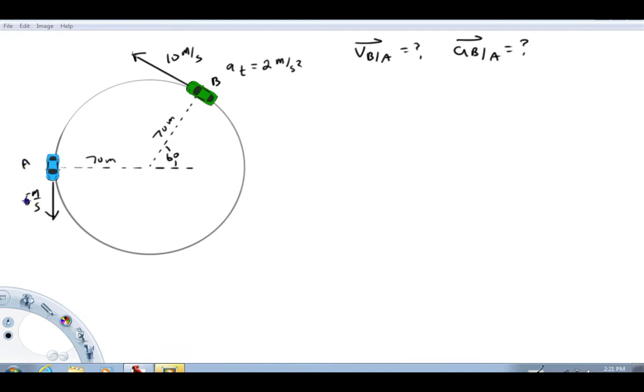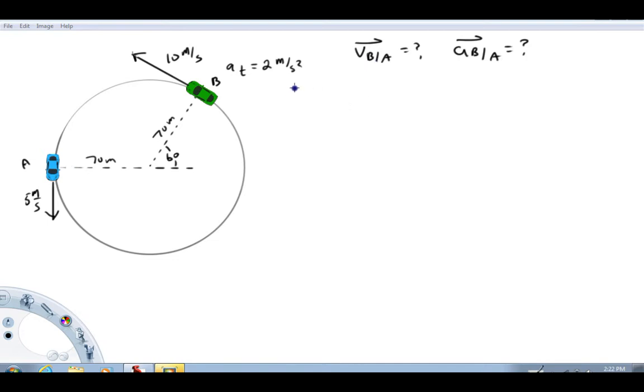Vehicle A here is moving at 5 meters per second, and we'll assume that to be constant in this example. What we're going to try to calculate here is the velocity and acceleration of car B as seen from a passenger in car A. So let's start with the velocity.